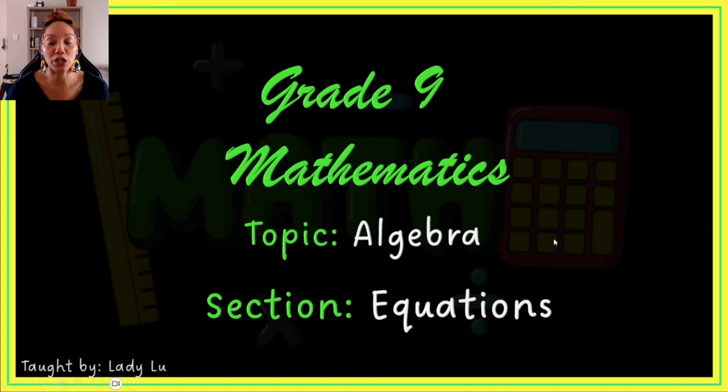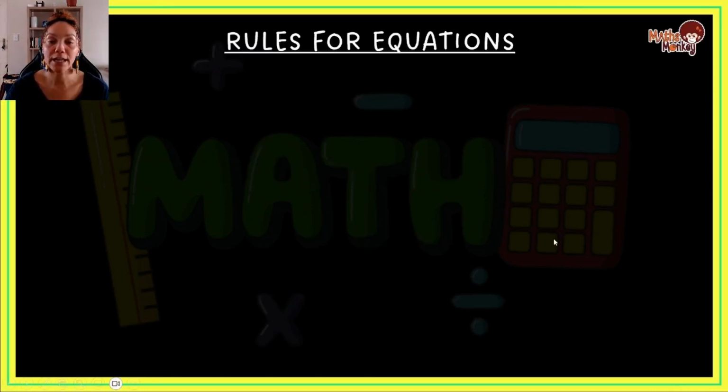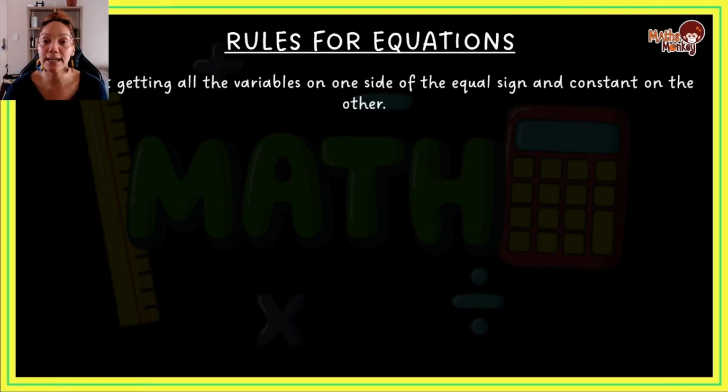So what are the general rules for equations? When you're working with equations, firstly, you always want to move the variables to one side and the constants to the other side. So everything that has the letters goes on the one side of the equal to sign and everything else on the other. The point is to get the variable on its own.